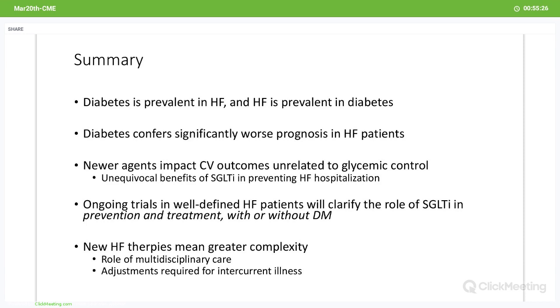When are these trials going to come out? I think the trials, the question was, when are these trials going to come out? I think they're 3 to 5 years from now. I don't know the exact reporting date for them.